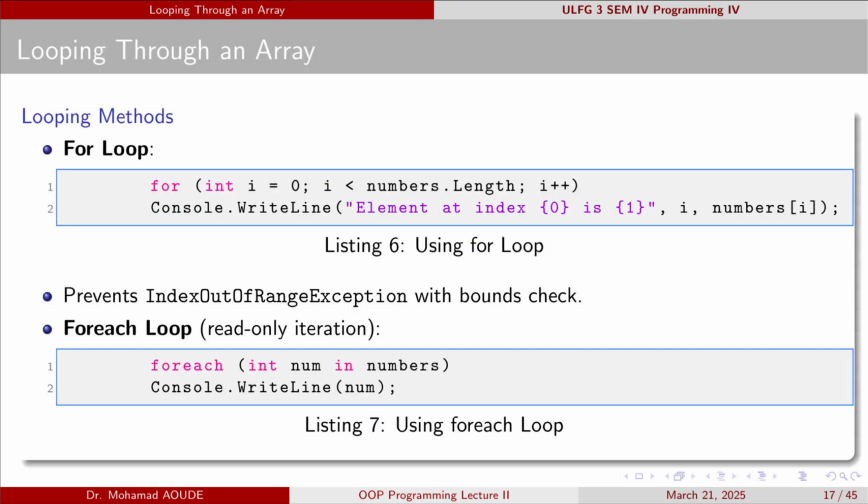Now, looping is where arrays become really useful. The classic for loop is great when you need the element's index. It gives you full control. Alternatively, the foreach loop simplifies read-only traversals by automatically retrieving each element without dealing with indices.